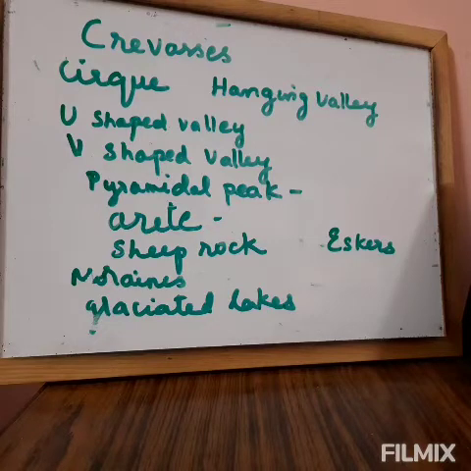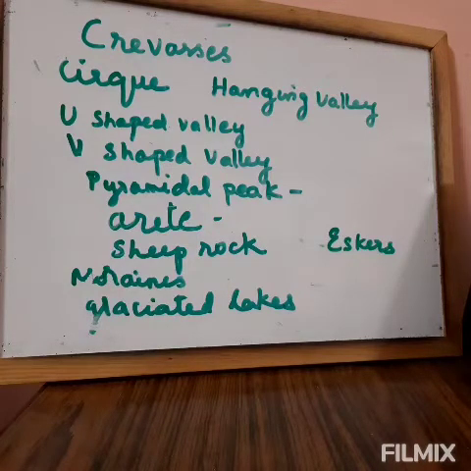And the glaciers come down, and wherever depressions are formed, there you find lakes are formed. Once the glacier comes below or touches the snow line, the snow line is the altitude at which the temperature is enough for the snow to change into water. There the depressions are filled with water, which are called glaciated lakes. Then one more landform is the esker.